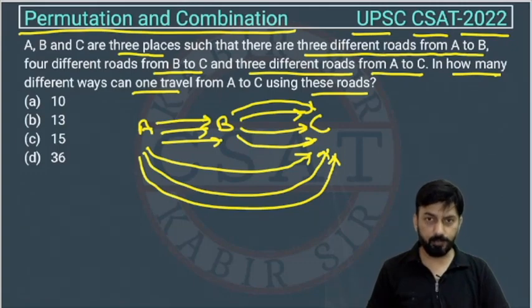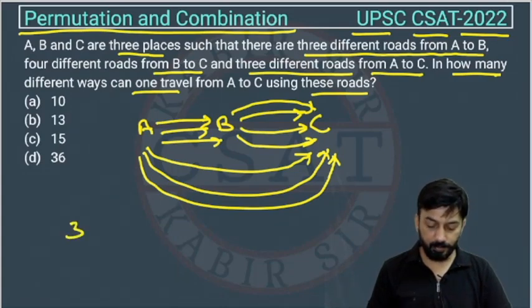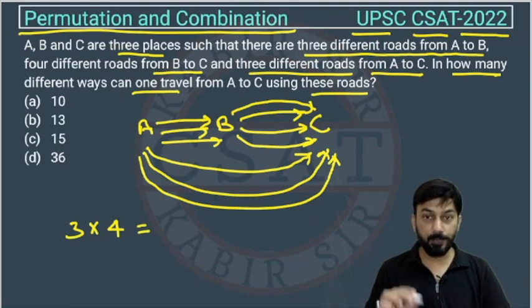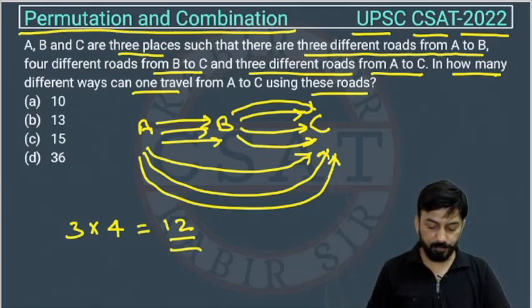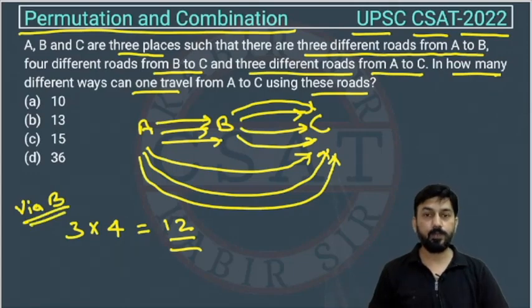So this is a simple question of multiplication. If you remember how we do it, from A to B there are how many ways to go? 3. And then from B to C how many? 4. So total ways from going A to C through B, right? So how many possibilities are there? 12, right? So we are going via B. In these 12 possibilities we are using B.